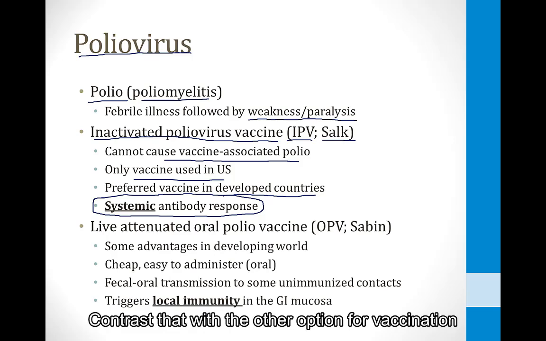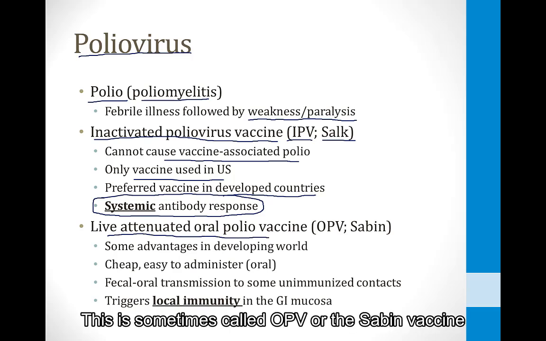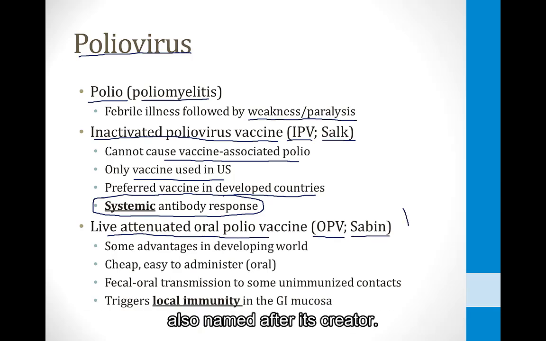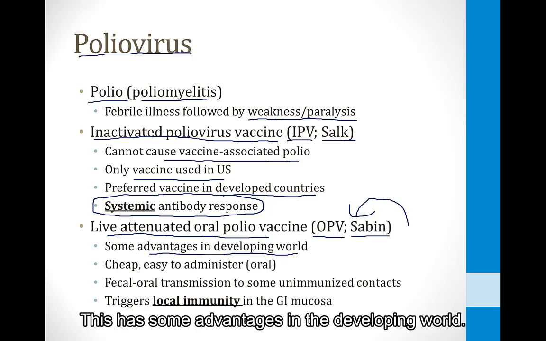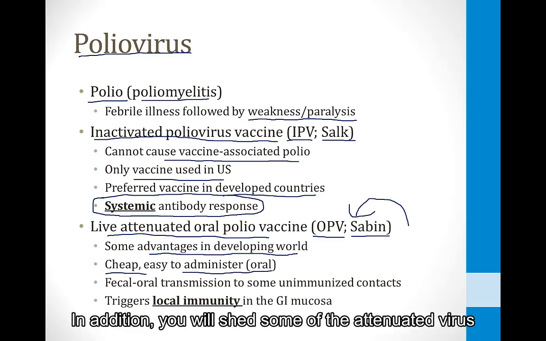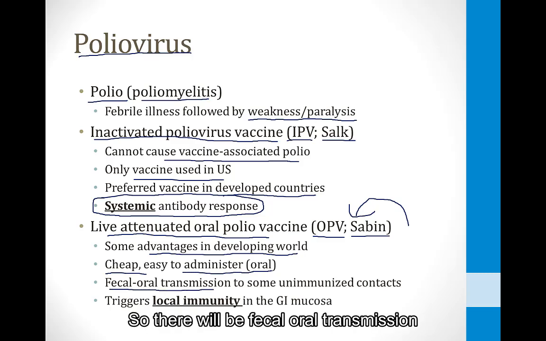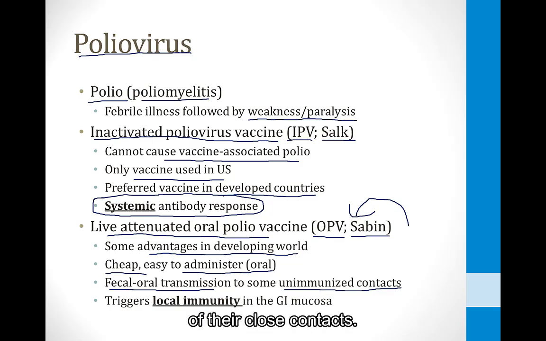Contrast that with the other option for vaccination, which is a live attenuated oral polio vaccine. This is sometimes called OPV, or the Sabin vaccine, also named after its creator. This is an attenuated virus, so it's weakened, but it's still alive, and you take it by mouth. This has some advantages in the developing world. It's very inexpensive and it's easy to administer because it's taken orally. In addition, you will shed some of the attenuated virus in the stool, so there will be fecal-oral transmission to some of the people who are unimmunized. So by immunizing a few people, you may potentially immunize many more of their close contacts.